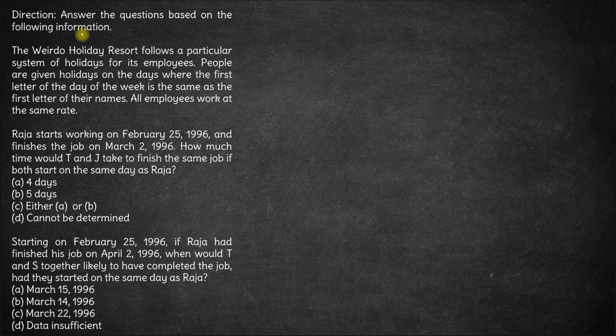Hi. Now here in this question we have the weirdo holiday resort, which follows a particular system of holidays for its employees. People are given holidays on the days where the first letter of the day of the week is same as the first letter of their names. All employees work at the same rate. So what does that mean? For example, if someone's name starts with A, will he get a holiday? No. See, the days of the week are Monday, Tuesday, Wednesday, Thursday, Friday, Saturday and Sunday. So an employee will only get a leave if the first letter of his or her name coincides with the first letter of the day of the week.